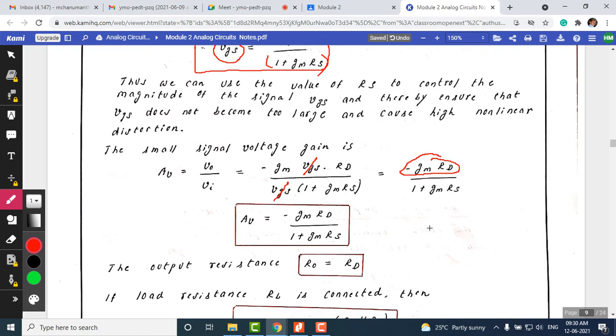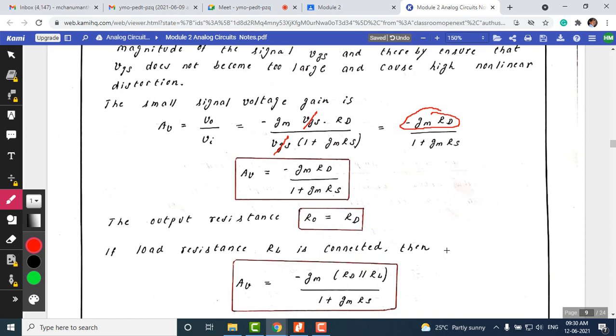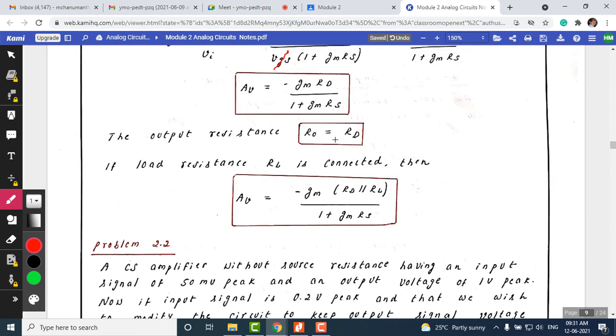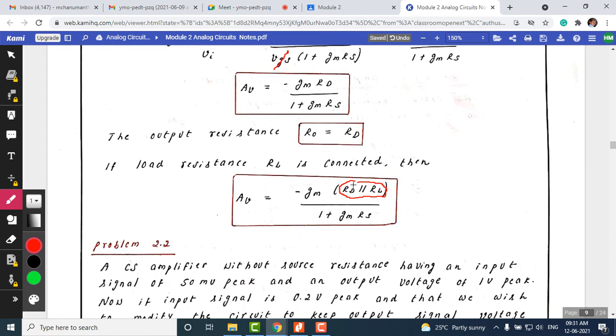Now the output resistance is very simple. Look at the circuit: the output resistance is simply RD. So R naught is equal to RD. That is the output resistance of the common source amplifier with RS. Finally, if the load resistance RL is included, then what happens to this AV value? Along with RD and RS, you will have an equivalent value, which is RD parallel with RL. Like this you can arrive at the different equations.